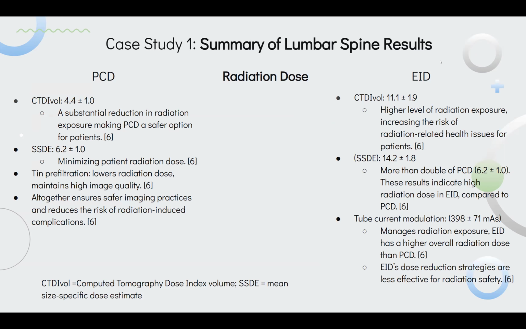And altogether, this ensures safer imaging practices and reduces the risk of radiation-induced complications.